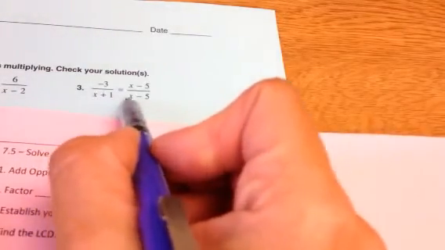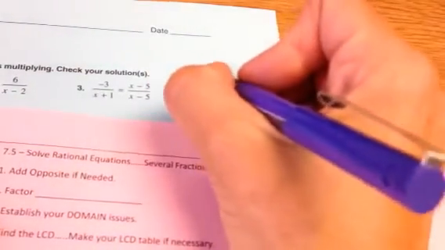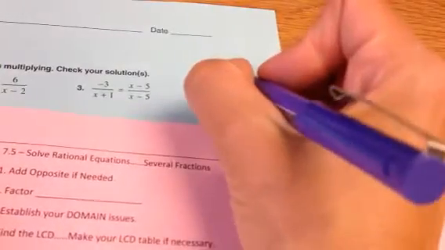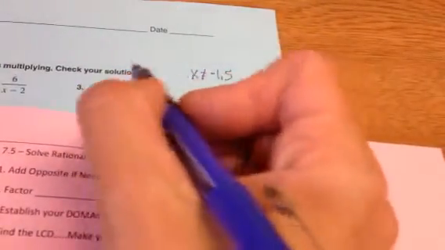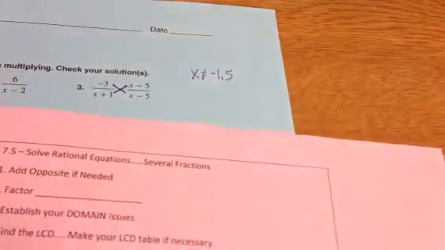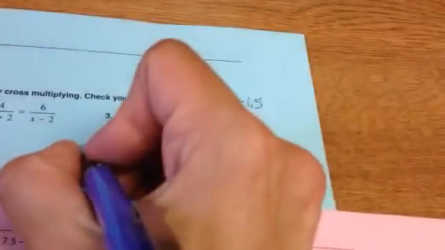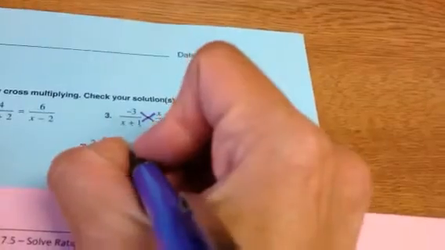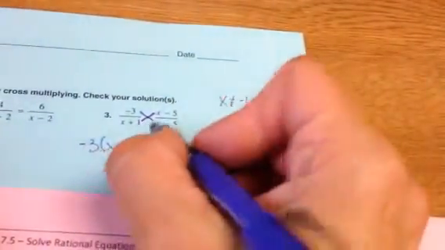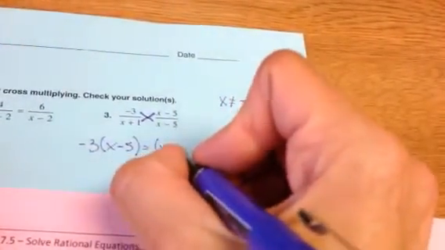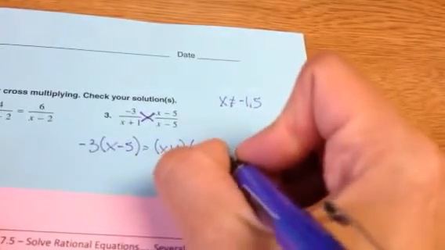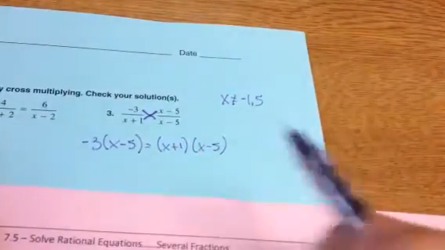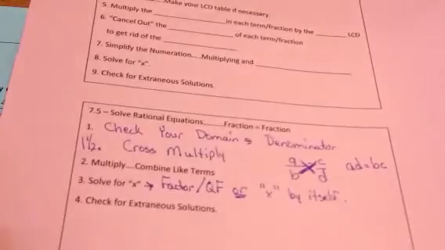number 3. So first thing is just check my domain. I don't want to pick -1, and I don't want to pick 5. So just a little side note, don't pick -1 and 5. Step 1.5, cross multiply. So I'm going to do -3 times this, and I'm going to go ahead and just write down that, and then do the actual multiplying in a little bit. And then I'll do x plus 1 with the x minus 5. From there, I'm going to do my multiplying. I'm on step 2 and combining those like terms.